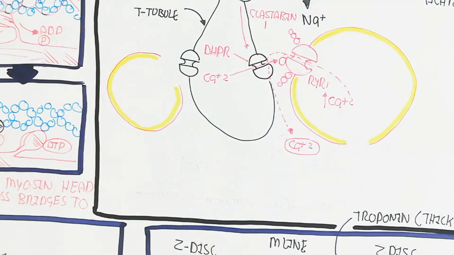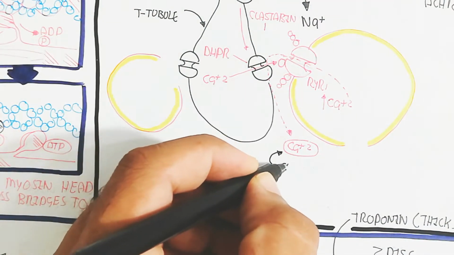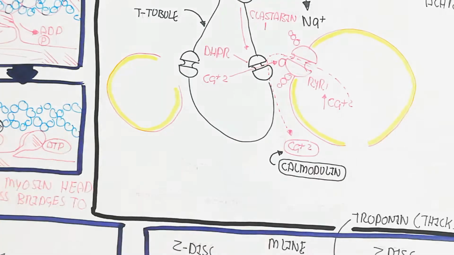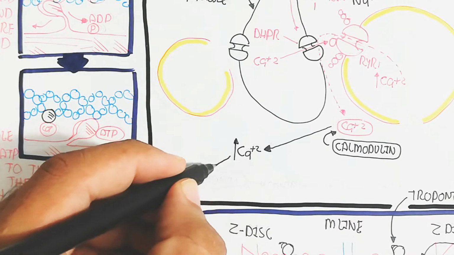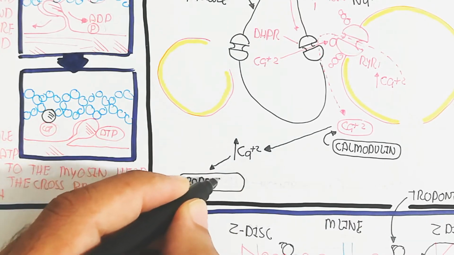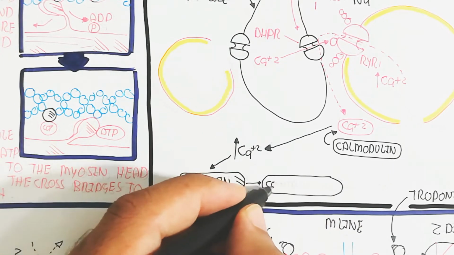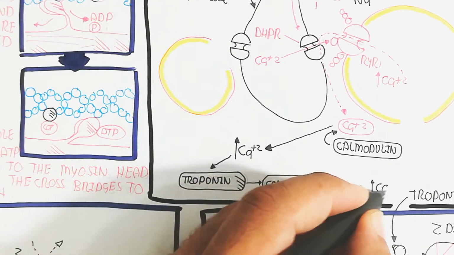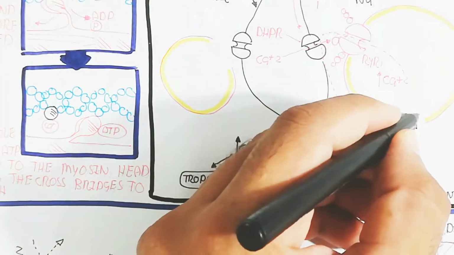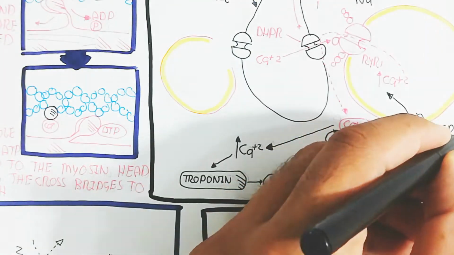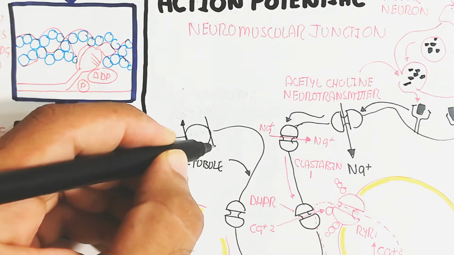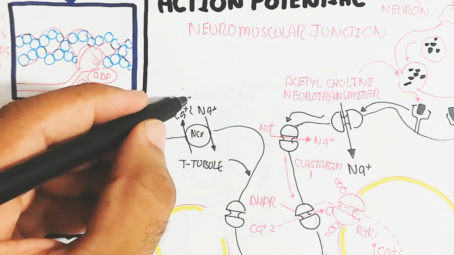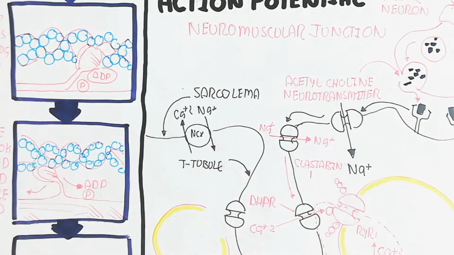calsequestrin 1 protein as well as the ryanodine receptor 1 will allow calcium to bind, and in this way the calcium will move out, the pump out, the efflux of the calcium. Calmodulin will bind for the regulation of the calcium, the maintenance of the calcium outside, which will lead to troponin binding, and after the contraction occurs the calcium will be moved again through a SERCA channel into the sarcoplasmic reticulum to complete the mission.